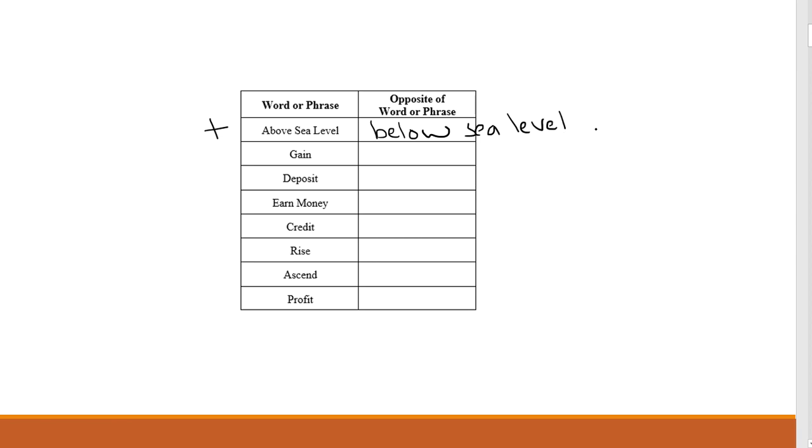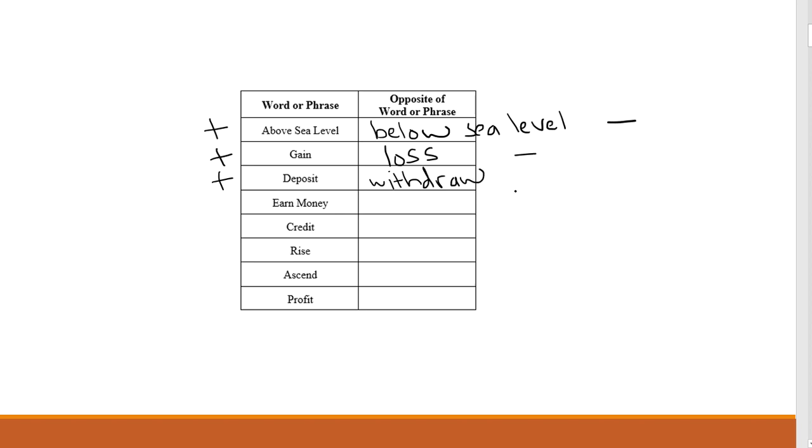Anytime we're talking about below sea level, that would be represented by a negative integer. The next one, gain. That would be represented by a positive integer anytime there is a gain, and the opposite of that would be a loss. A loss is always represented by a negative integer. The next one, deposit. If we deposit money, like into a bank account, that is adding to, and that would be positive. The opposite of that would be withdraw.